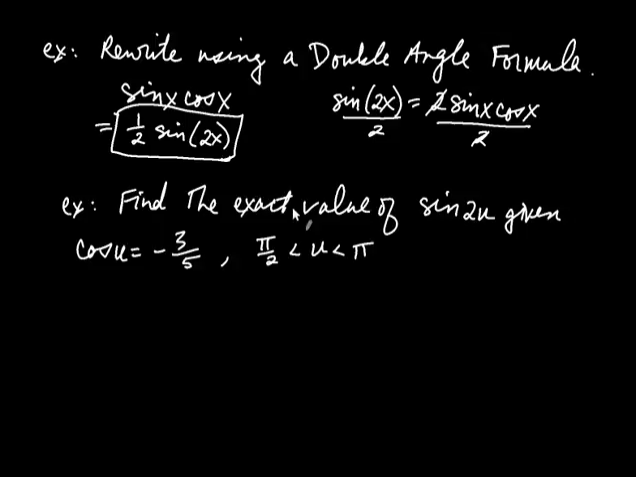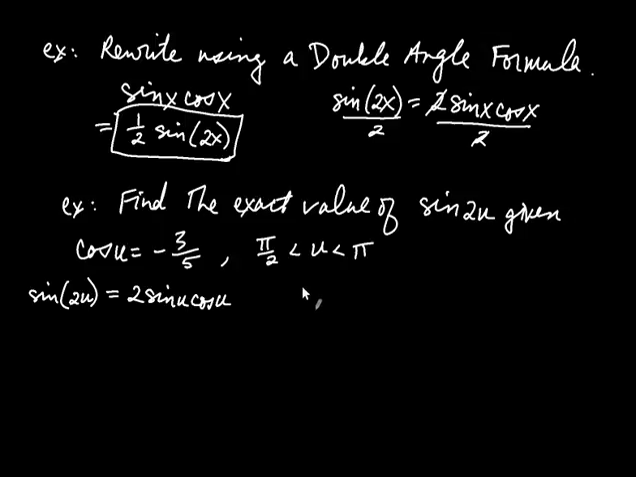Finding the exact value of sine of 2u, given that cosine of u is -3/5 and u lies between pi over 2 and pi. So first of all, we're looking for sine of 2u, right? But we know that's equal to 2 sine u cosine u. Now, we need to find sine u, but we already have cosine u, right? Cosine of u is -3/5. The question is, can you find sine u knowing cosine u? And the answer is absolutely.